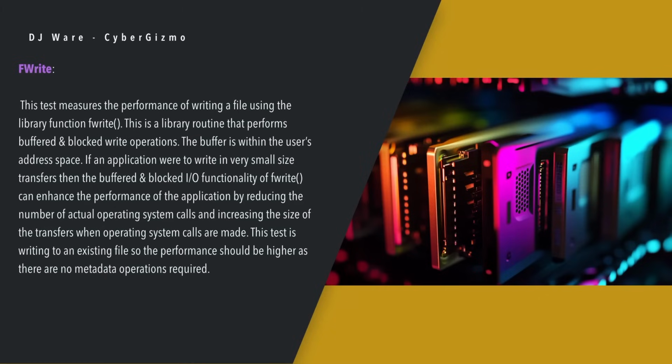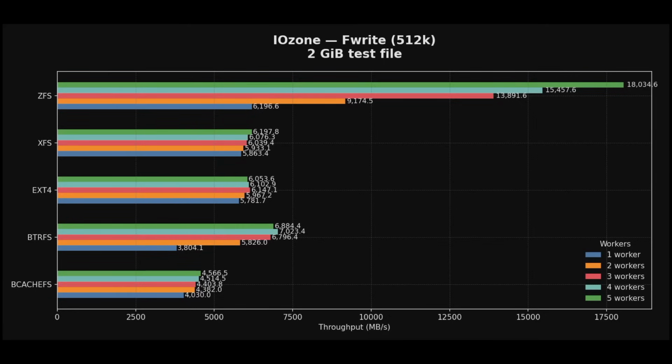FWrites, this is again a stream write. This is the other end of the pipe. So this is the thing that stuffs the data onto the pipe as quickly as possible. In this case, this is where ZFS really shines. And then XFS, ext4, Btrfs, and even Bcachefs are running close to the drive speed. Although Btrfs is running a little over.